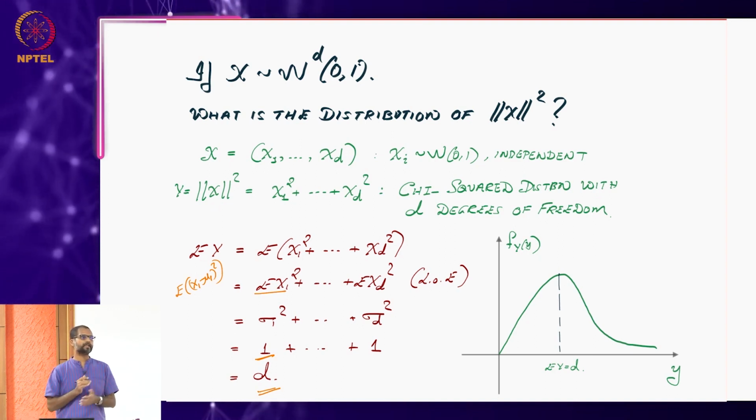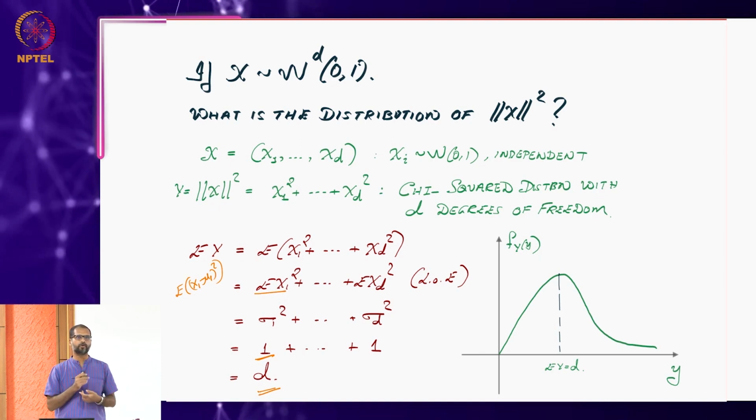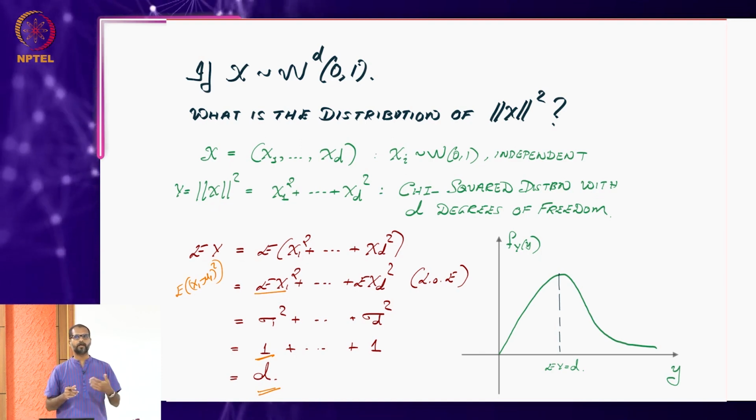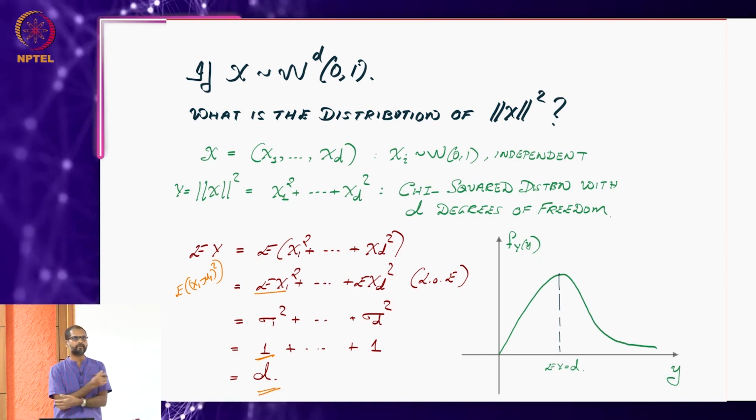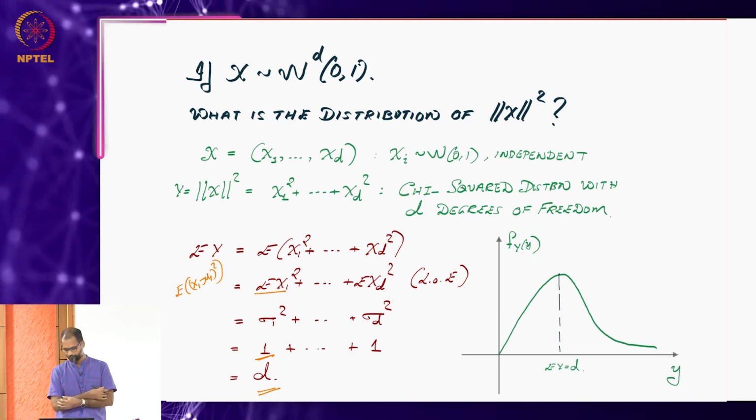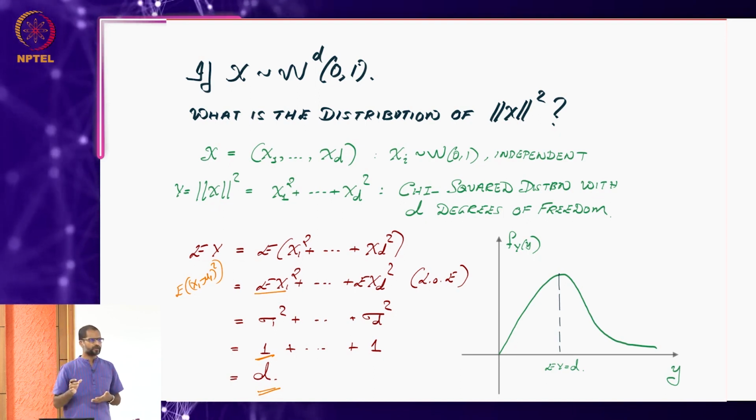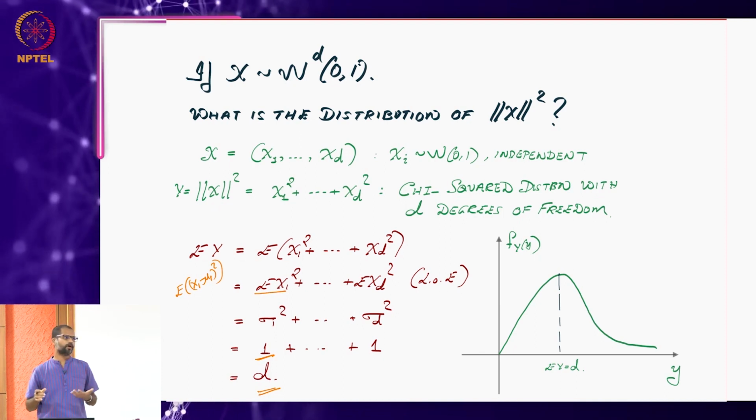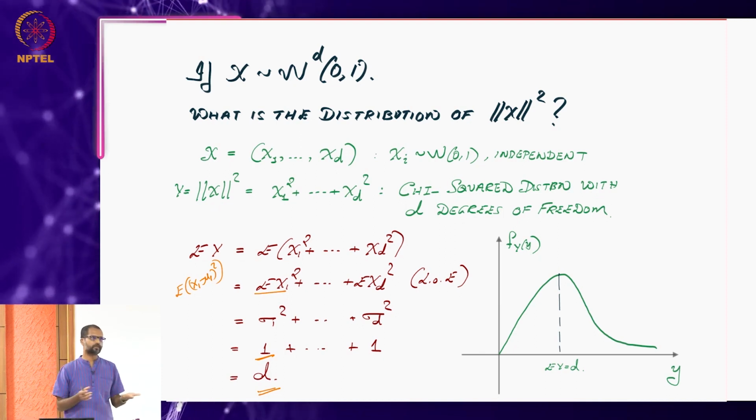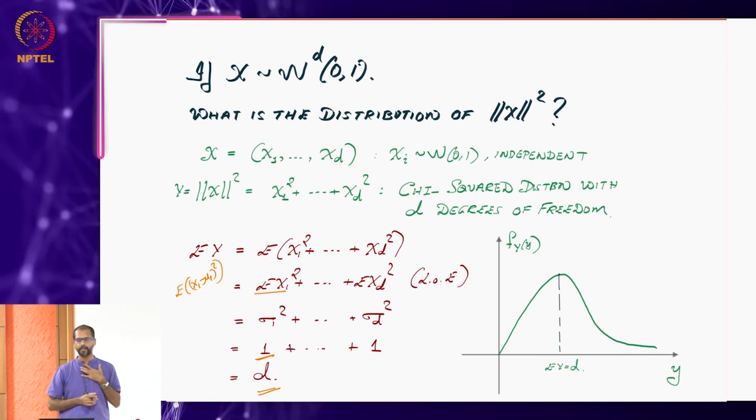Okay. Its expectation is d. So if you add up d many squared standard Gaussians, you get a random variable whose mean is d. You also know that it is a non-negative random variable, because you are adding squares of real numbers, it will never be negative.